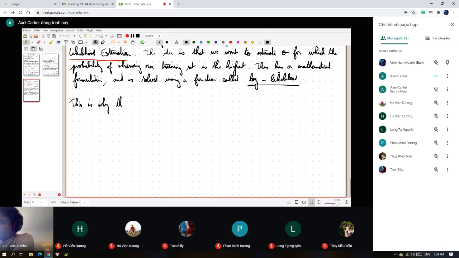The most usual cost function for classification is cross entropy.